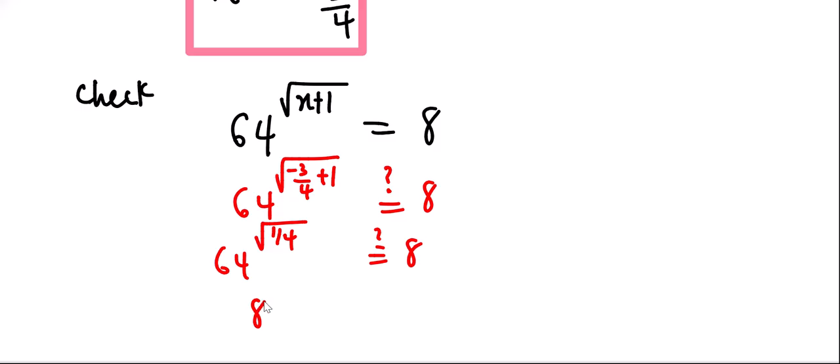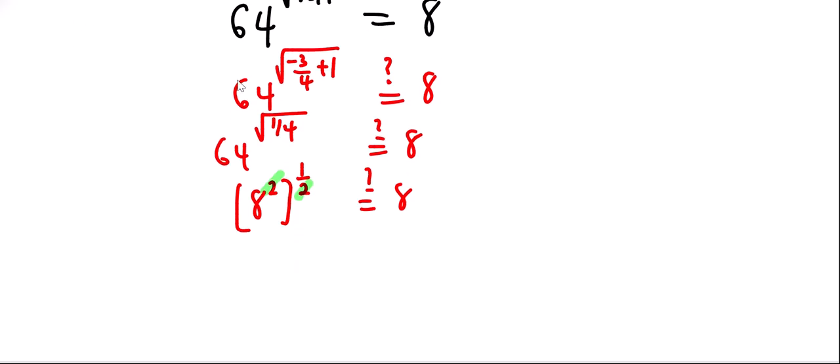64 can be written as 8 to the power of 2, while the square root of 1 over 4 is the same thing as 1 over 2. Now looking at this, we can see that these two can cancel out. From that, we can easily have 8 equal to 8, which verifies that truly x is negative 3 over 4.